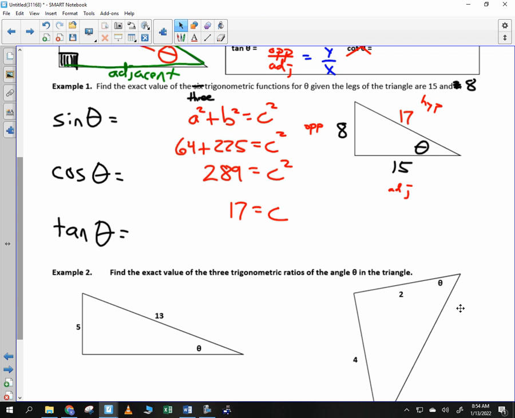Now that I've solved the triangle and I have all 3 sides, I can now list sine, cosine, and tangent. What is sine going to be? Opposite over hypotenuse. 8 over 17. Cosine. Adjacent over hypotenuse, so 15 over 17. And tangent is opposite over adjacent, so 8 over 15. What do you think? That's easy again.